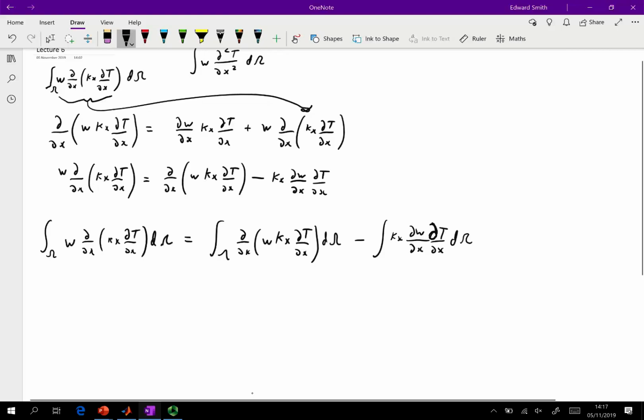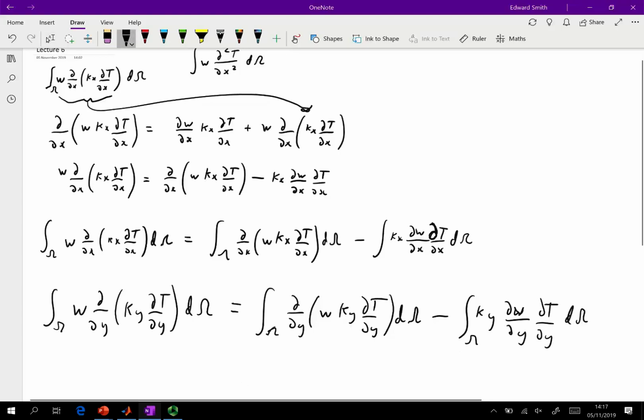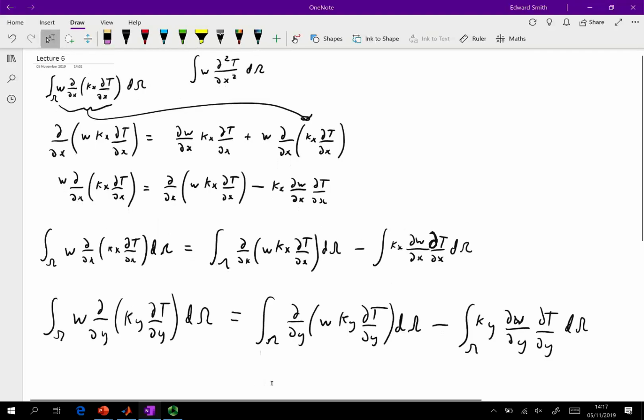And then we have this term here, which we saw before, is essentially a form of surface term. So we repeat this same process with our expression for omega d by dy of ky dT/dy, d omega. And we end up with the same expression here, d by dy of omega ky dT/dy, minus ky d omega dy dT/dy. Okay, so this is doing exactly the same thing for the y term.